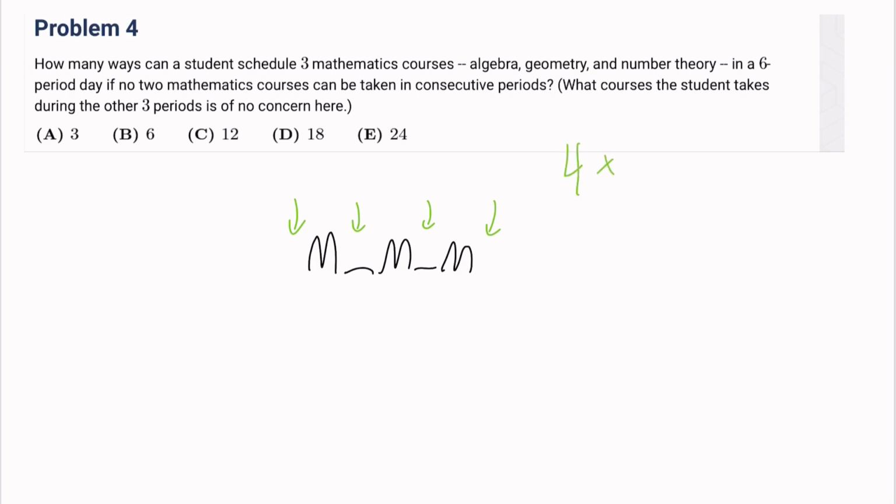So 4 times, and the other courses are of no concern. But these 3 math courses are all different, and they do matter. So that would be 3 factorial, because what comes here is 3 times 2 times 1. So this is 4 times 6, which is 24. The answer is E.